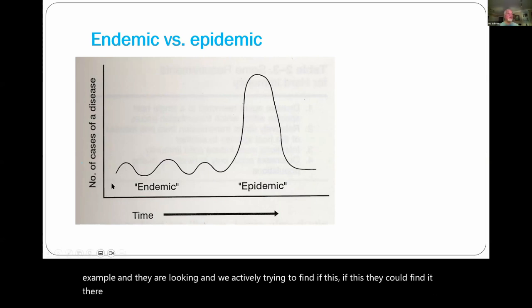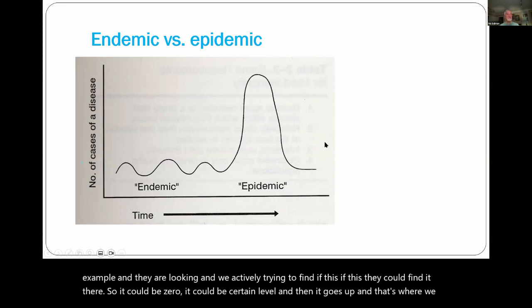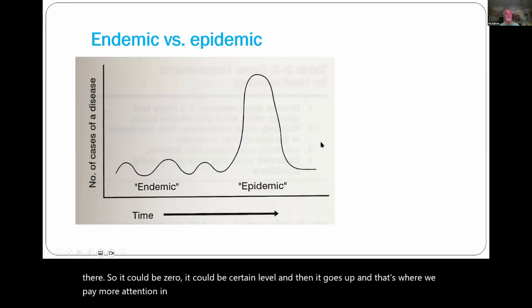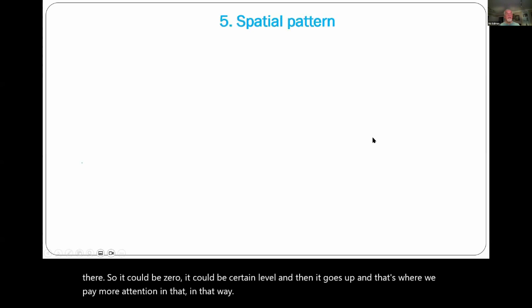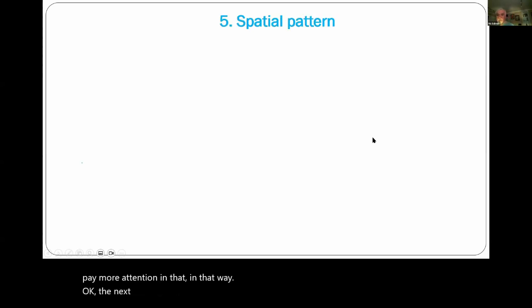So it could be zero, it could be a certain level, and then it goes up, and that's where we pay more attention in that way. Okay, the next step, number 5, is the spatial pattern, the location.